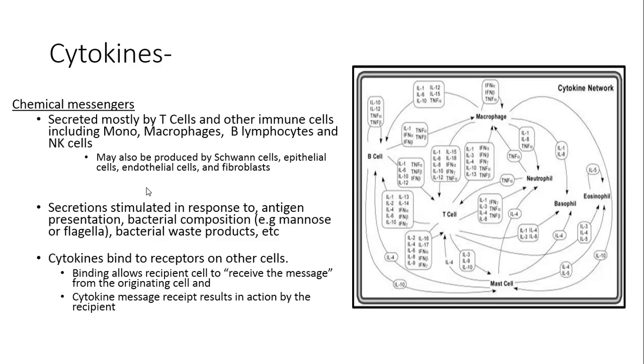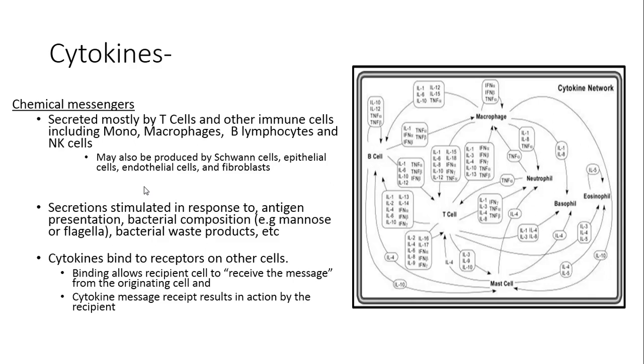But really, once they're secreted, cytokines bind to the receptors on another cell, and those are going to allow the recipient to receive the message. The originating cell sends the message, the target cell receives the message via a receptor on its cell surface. This receipt of the chemical message allows the recipient cell to then respond with an action. That's that cascade, the cytokine cascade that I spoke about.